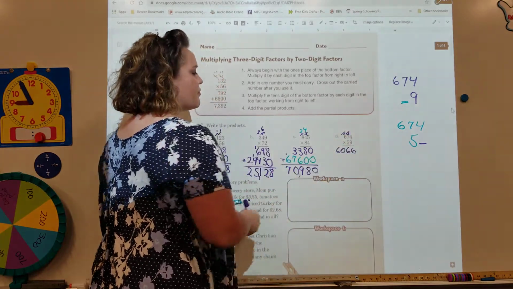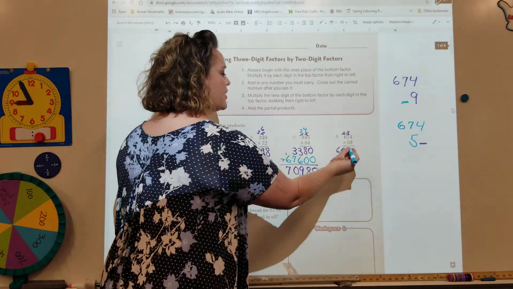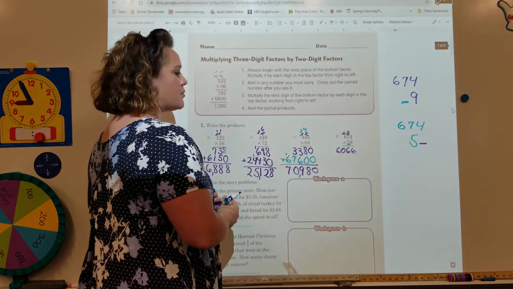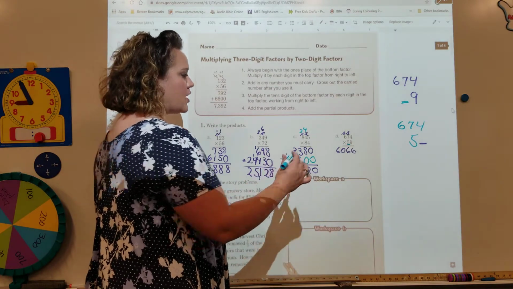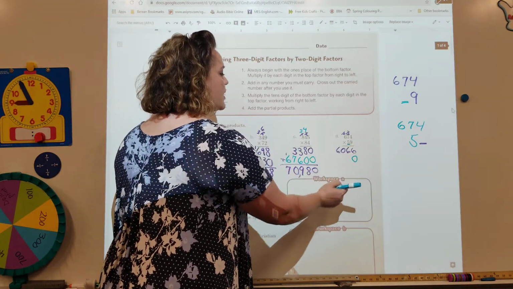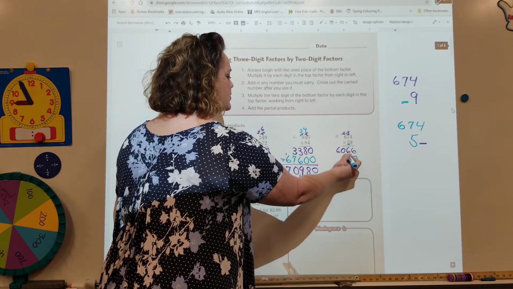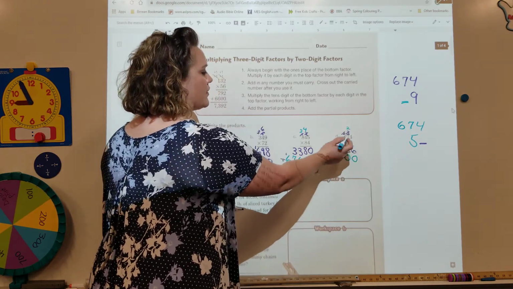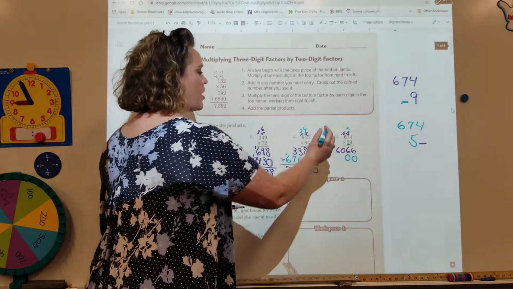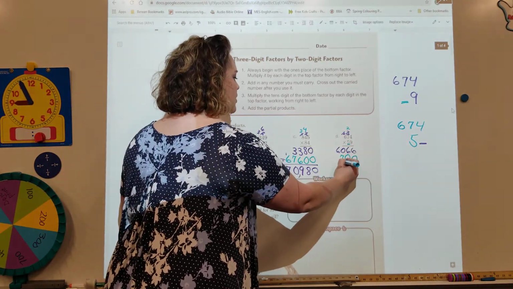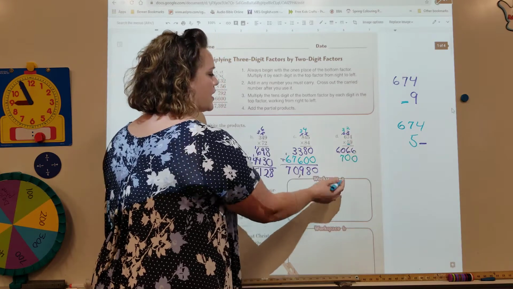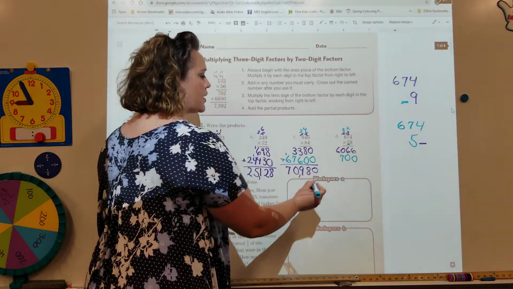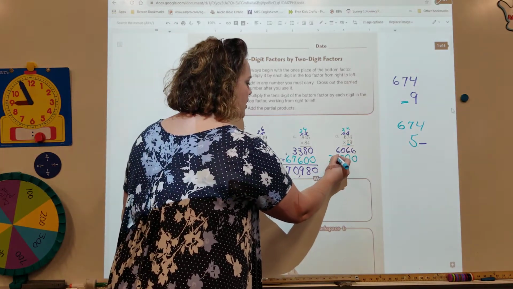Cross off the numbers you've multiplied. Multiply your digit in the tens place in the bottom factor by your top factor. 5 times 4 is 20. We wrote in our 0 already. Add in our next 0, carry the 2. 5 times 7 is 35, plus 2 is 37. Write 7, carry the 3. 5 times 6 is 30, plus 3 equals 33.